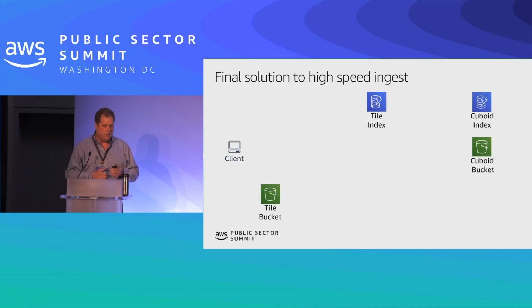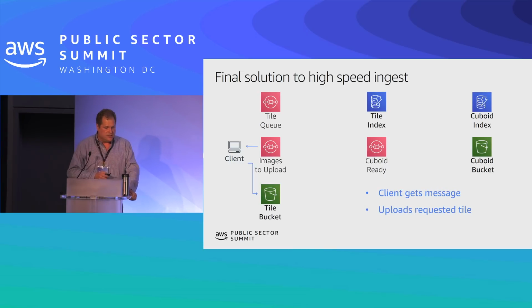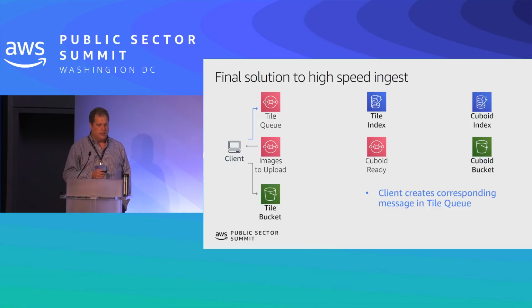Okay, so let me show you what our final solution for high-speed ingest ended up being. Right now we spin up a new queue as well, and that's the tile queue. The client does the same loop again. It grabs an image from the images queue, and it uploads to the tile bucket. It then uploads a new message to the tile queue, and then it deletes the message out of the image queue. So the advantage now is even if our Lambdas are throttling, we're still deleting messages, and we're not duplicating work.